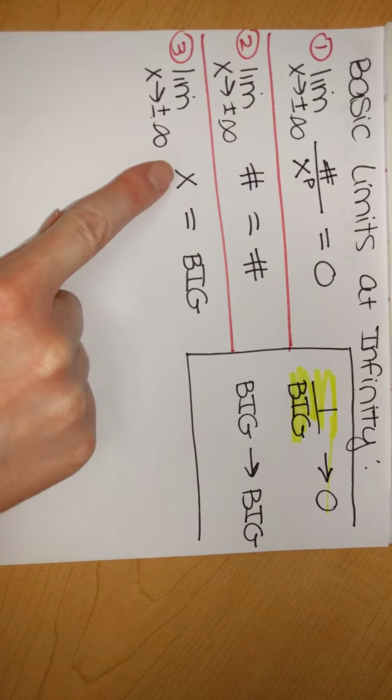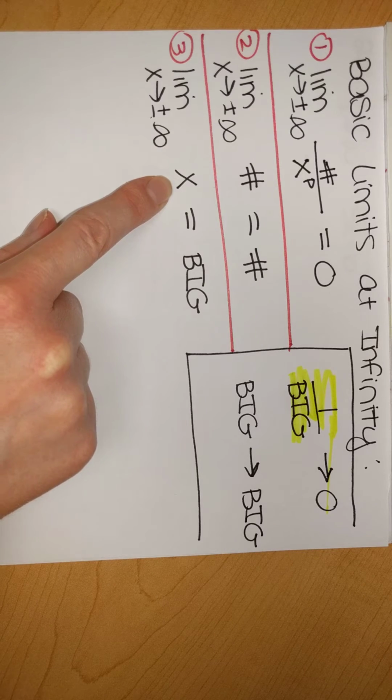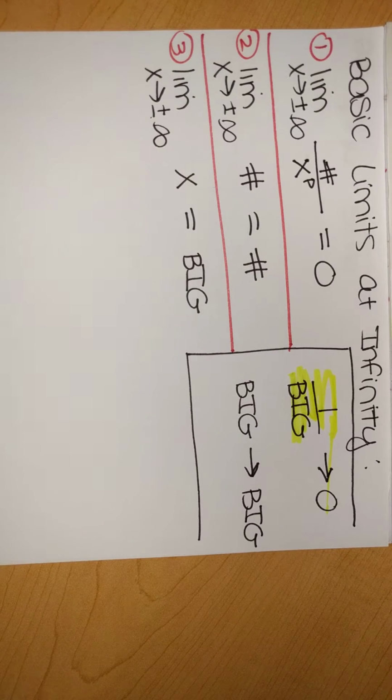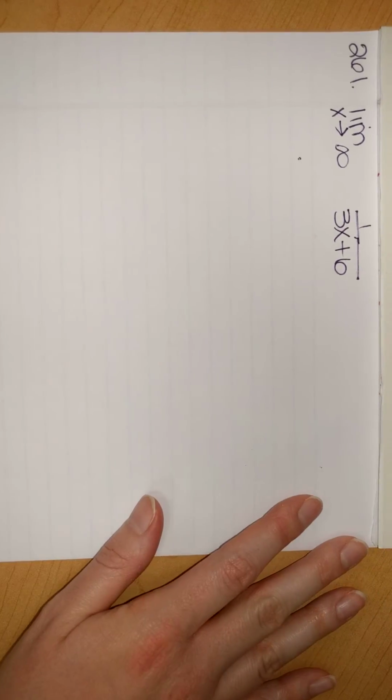And if you have x in the numerator, then what's going to happen in that case is it's just going to continue to be big. It's not going to diminish down to 0. So those are your basic limits, and now we're going to look at number 261.